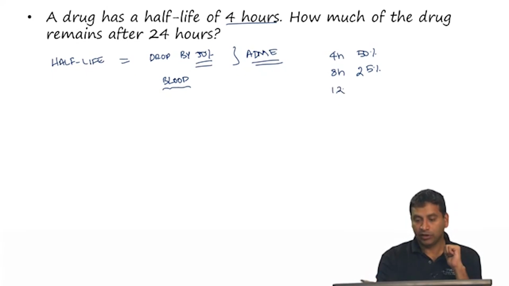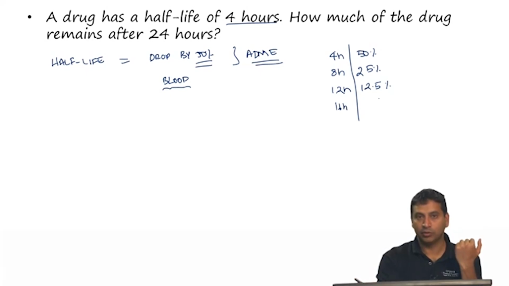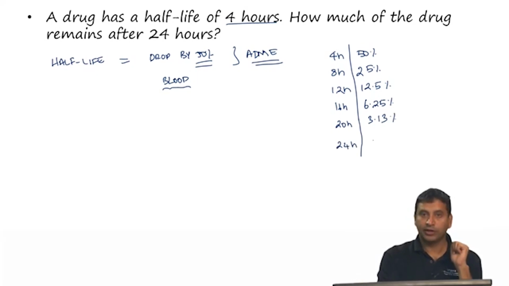And in another 4 hours, which is 12 hours, you could expect that another 50% of this 25% would be gone. So, you will have 12.5%, and in another 4 hours you will go to 16 hours, where this number would go down to 6.25%, which is exactly half of 12.5%, and in 20 hours it would further go down to 3.13%. So, at 24 hours it would go down to 1.56%.